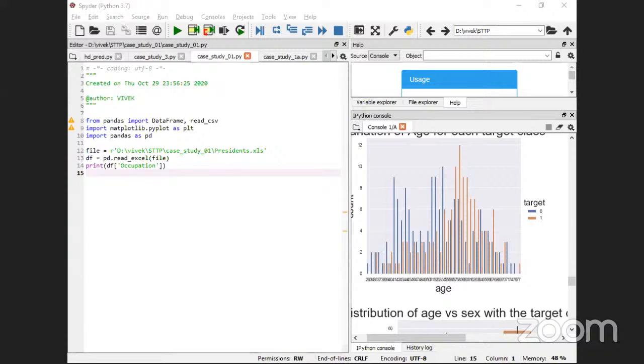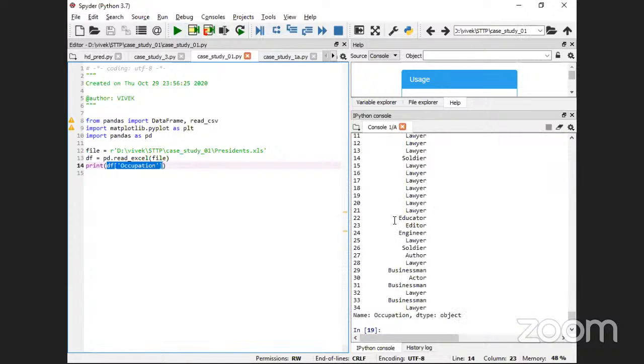Only from that occupation I'm going to extract and display. For example, here you can see df refers to the data frame, and I have referred to that particular parameter, occupation. If I execute this, it extracts and displays, and you can see in the console, which is at the bottom left corner of the screen.